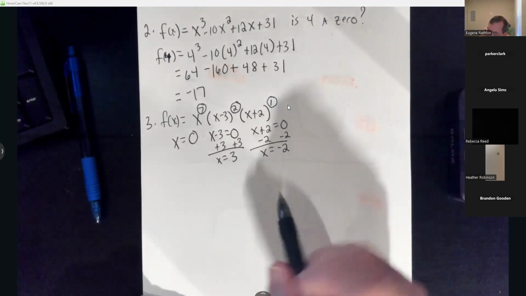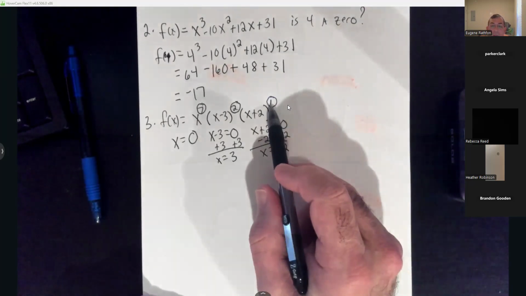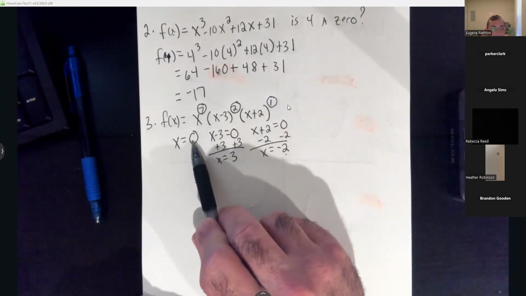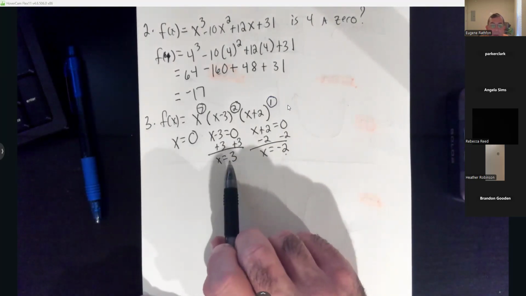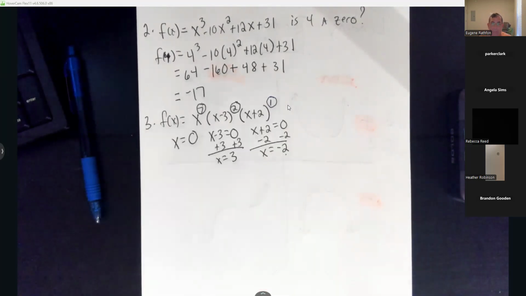So let's see. Our smallest zero will be negative 2. It'll have a multiplicity of 1. My middle zero will be 0. It'll have a multiplicity of 7. And then my largest zero is going to be 3 with a multiplicity of 2. So y'all, we're going to go put that in now.